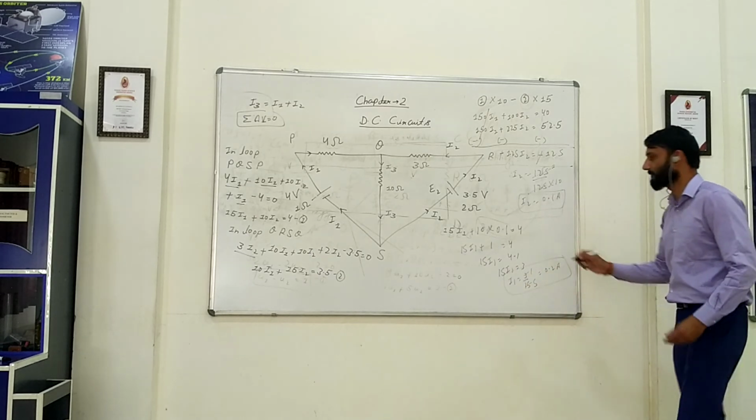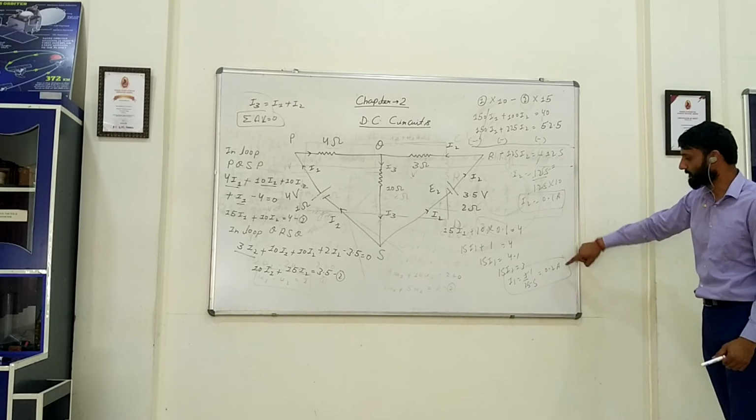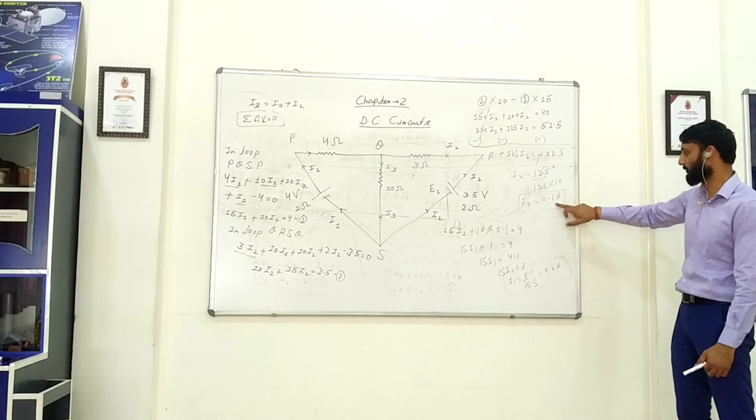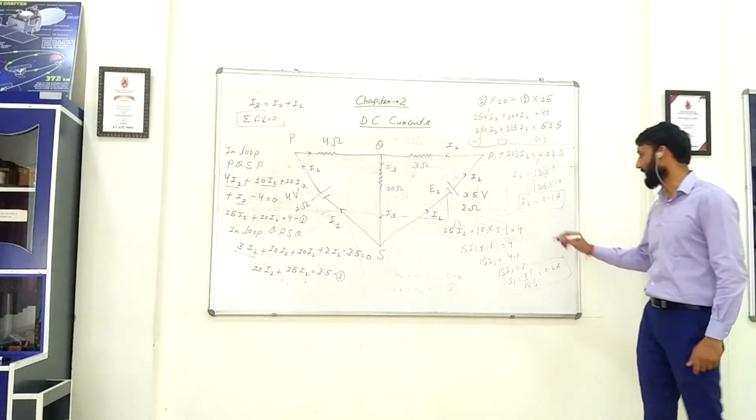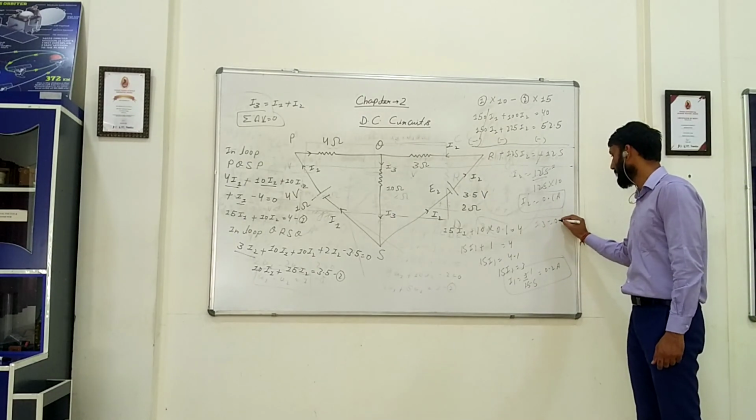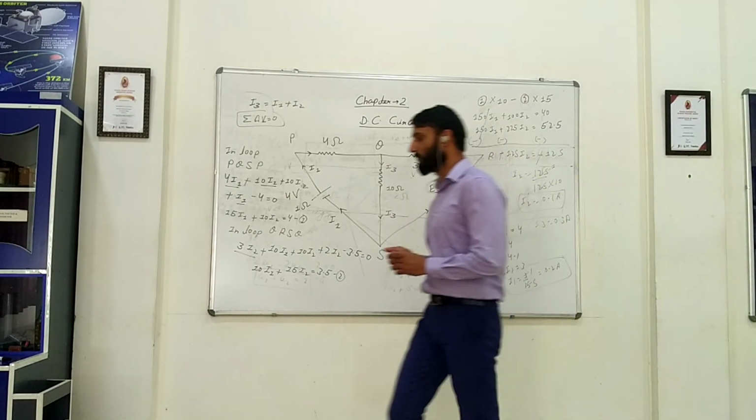So this is I1. If you add these two, you will get I3. So I3 will be 0.1 plus this, so I3 will be 0.3 ampere. Have a look at this.